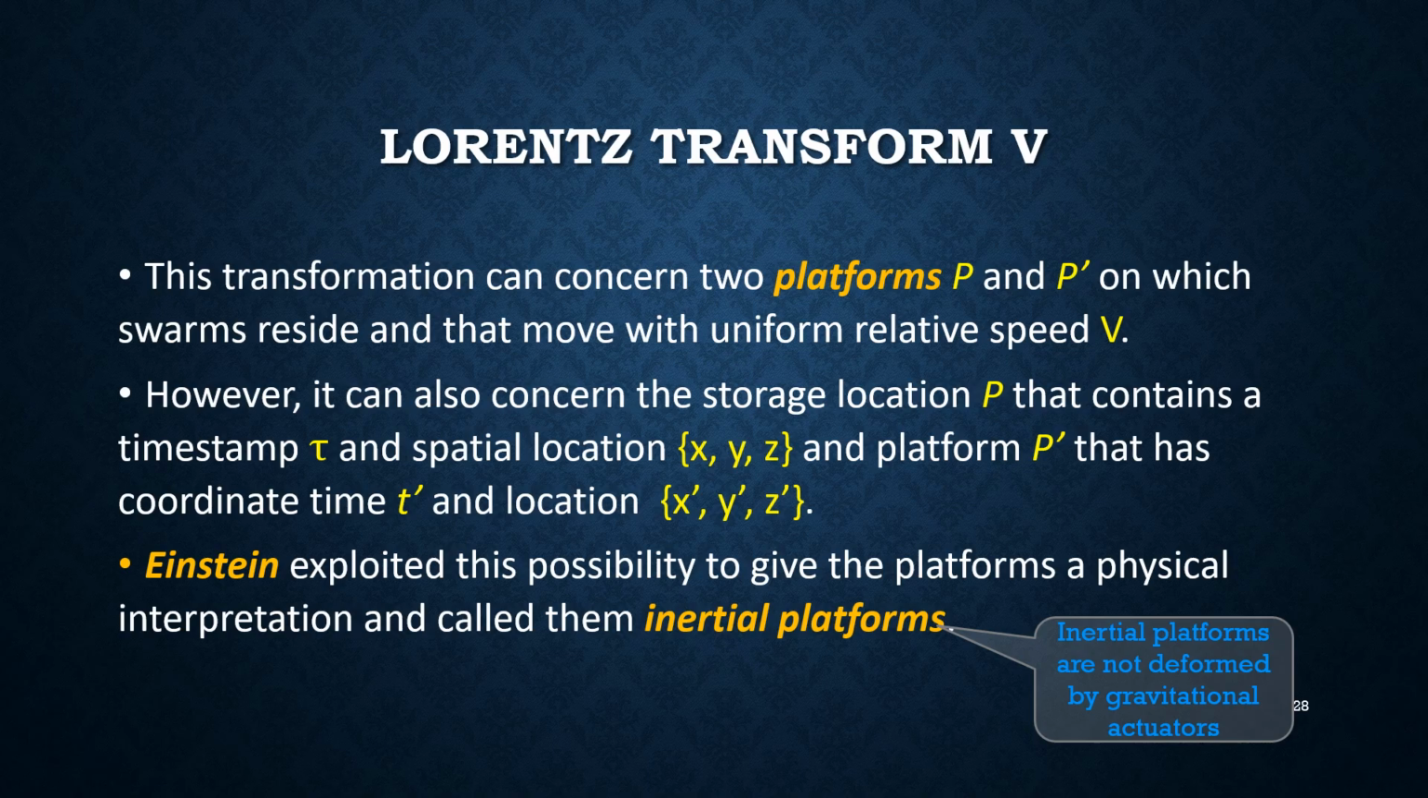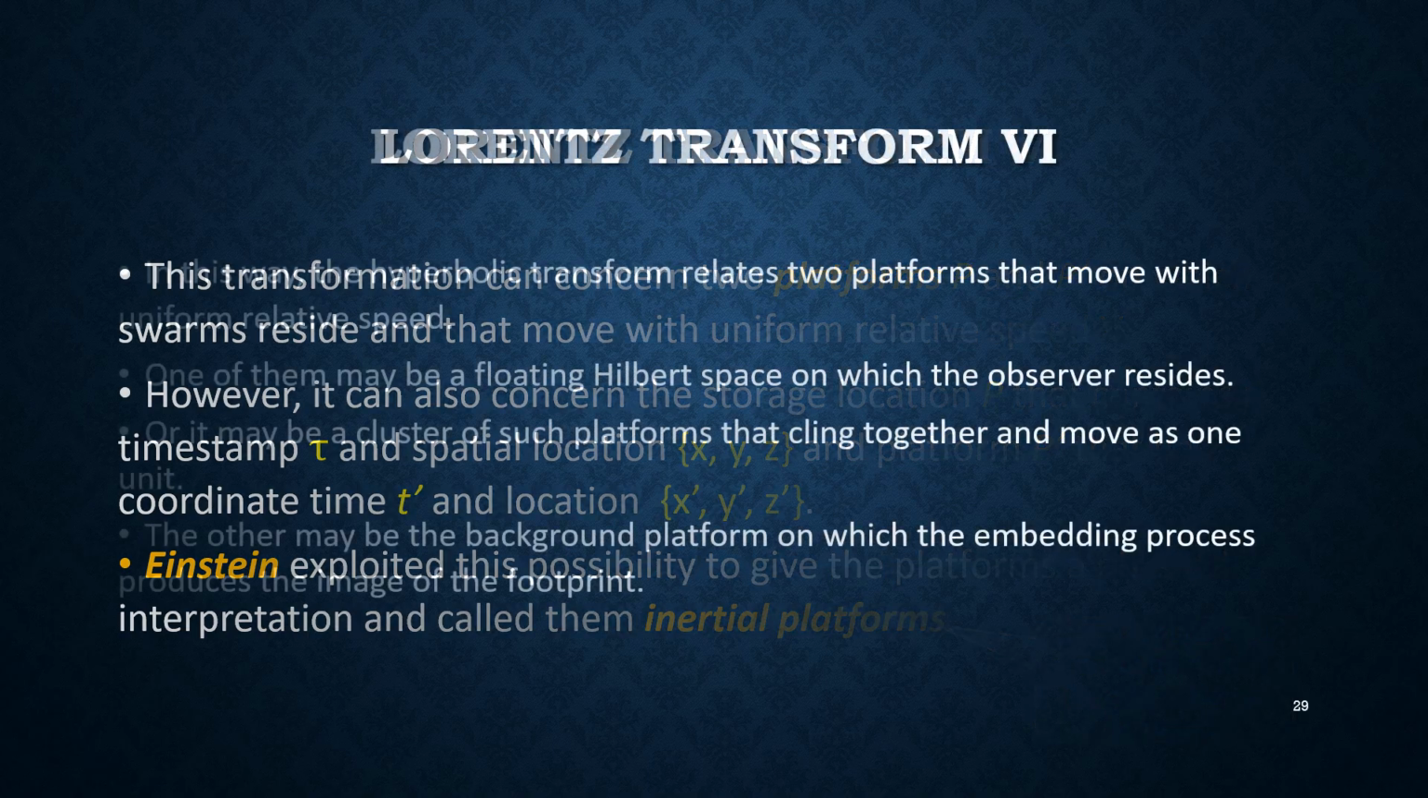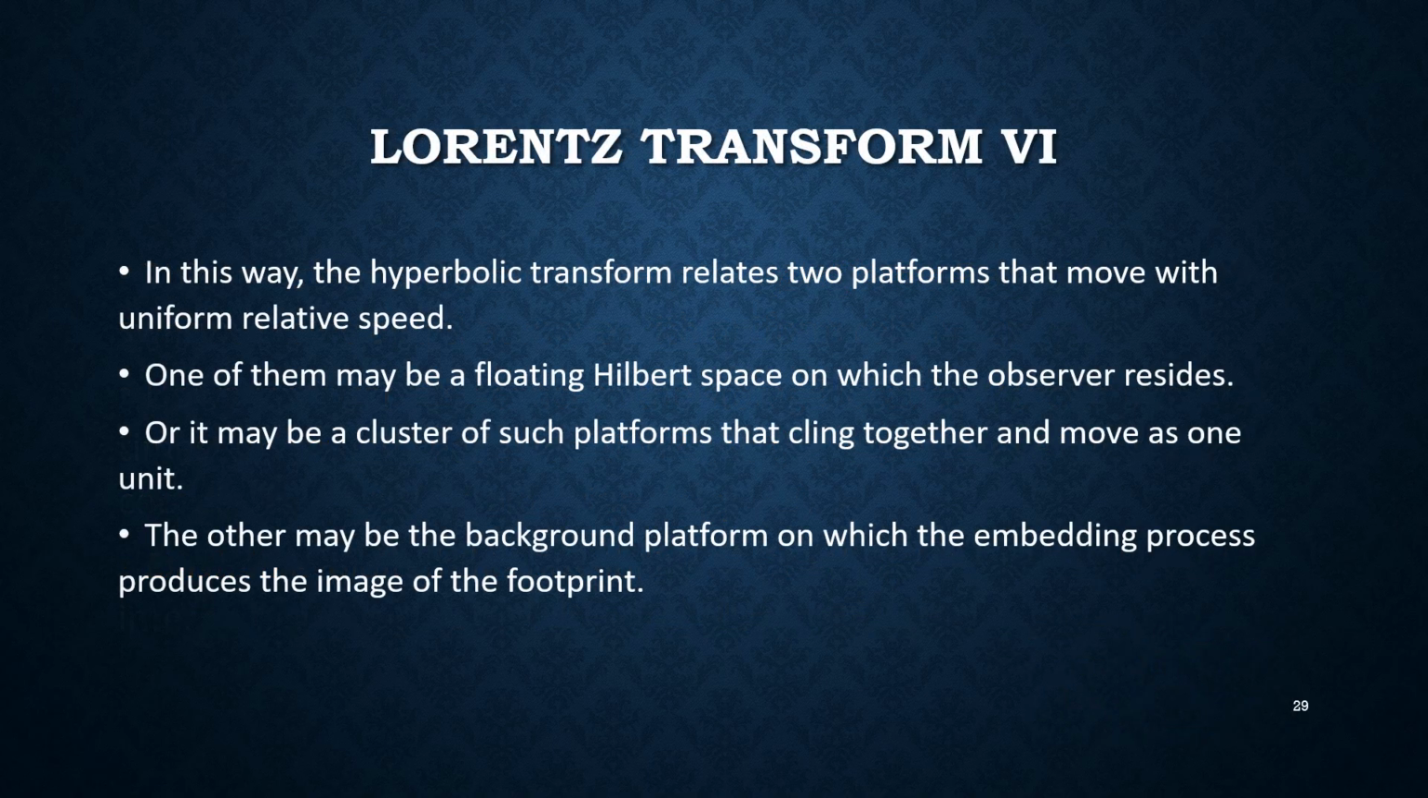Einstein exploited this possibility to give the platforms a physical interpretation and called them inertial platforms. Inertial platforms are not deformed by gravitational actuators. In this way, the hyperbolic transform relates two platforms that move with uniform relative speed.